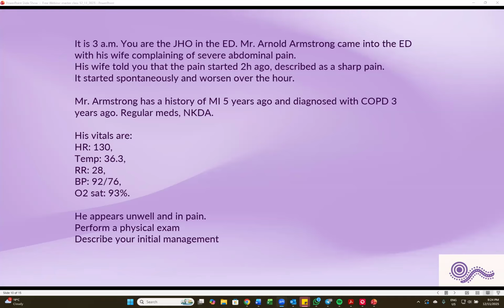And then I'm going to request an office test. So this patient has a background of COPD. I can request a spirometry. I can hook the patient to the 12-lead ECG. So that's my physical examination.